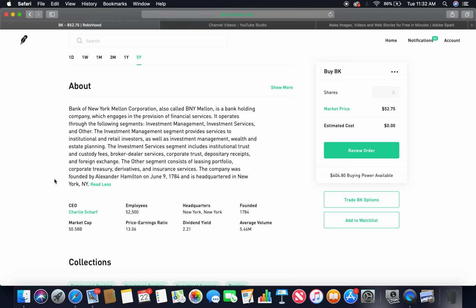The company was founded by Alexander Hamilton on June 9th, 1784. I gotta pause right there. That's 1784. Alexander Hamilton, that sounds like a president of the United States. But it's been around since 1784. Oh, and also Bank of New York Mellon Corporation is a primary dealer. They do business with the Federal Bank of New York. So, I mean, wow. That's the oldest company that I've seen so far, 1784.